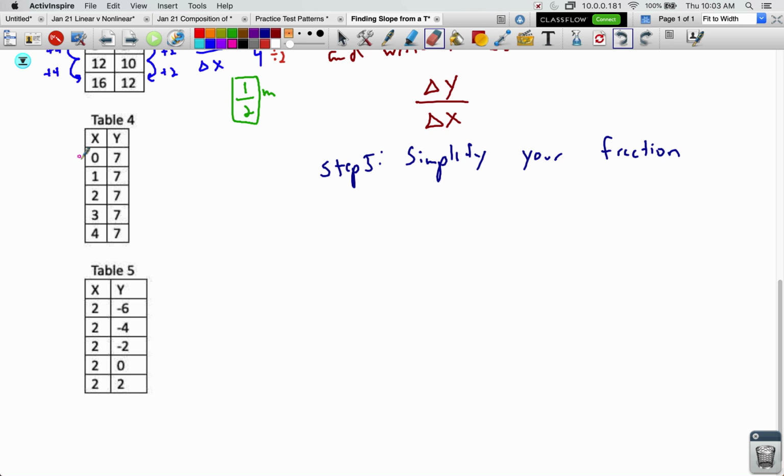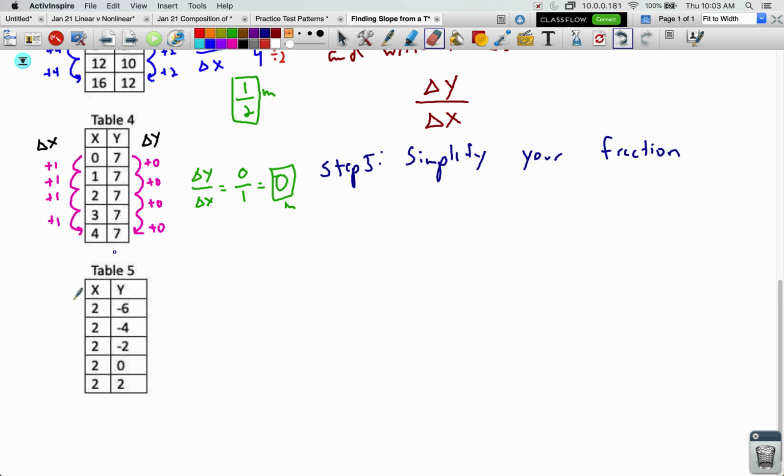All right, let's look at this one. It's got all 7s down one side. Well, that's not going to change our approach. We'll still draw our arrows, write how much it's changing by. This side over here, it stays constant, so this is just plus 0, plus 0, plus 0, plus 0. This is your delta x, this is your delta y. Delta y over delta x equals 0 over 1. 0 divided by anything is just 0.